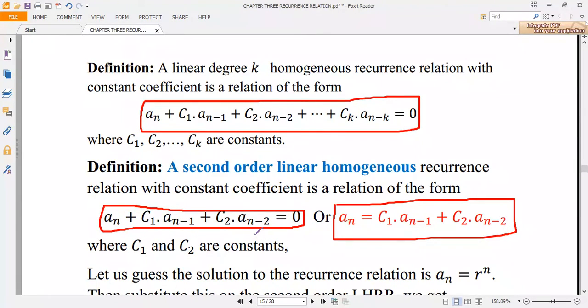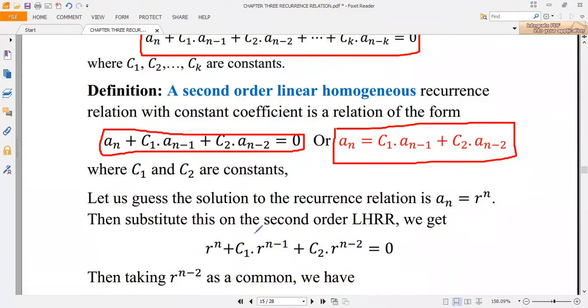Now, to find the solution to this recurrence relation, we can start from an initial guess: the solution is this term r to the power of n. Then substituting this sequence into the recurrence relation, you will obtain r to the power of n for the an term, plus C1 r to the power of n minus 1, plus C2 r to the power of n minus 2, which is equal to 0, substituting on the n minus 1 and n minus 2 terms.